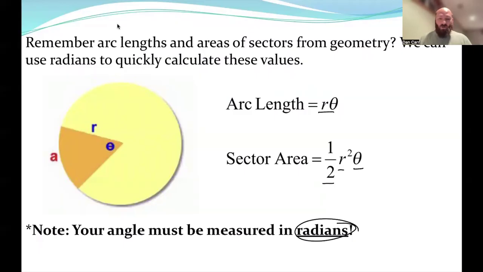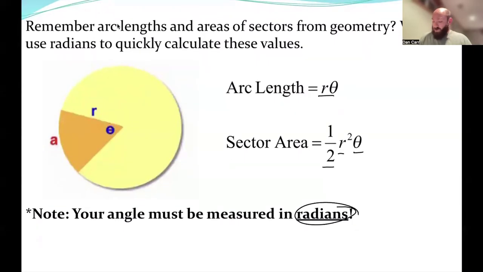Okay. So if you're given degrees and you want to use these formulas, then you can always convert. Convert by using pi over 180 degrees. So always just multiply by that, and then you'll be able to change it over to radians.